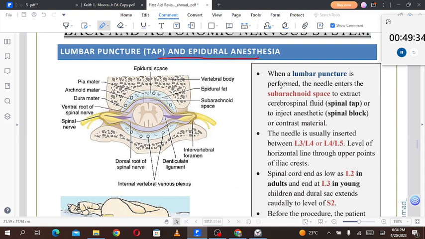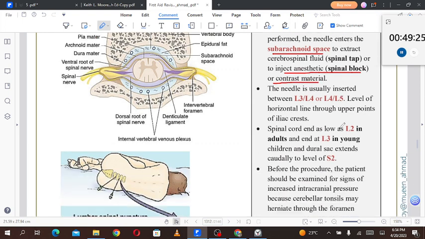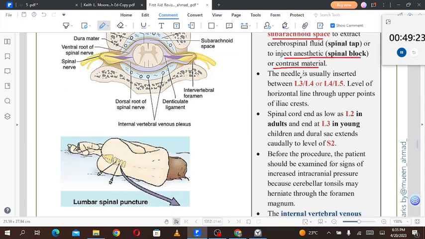So when a lumbar puncture is performed, the needle enters the subarachnoid space to extract the cerebrospinal fluid, that is spinal tap, or inject the anesthesia, that is spinal block, or contrast material. The needle is usually inserted between the L3-L4 or L4-L5 level of the horizontal line through the upper points of the iliac crest.